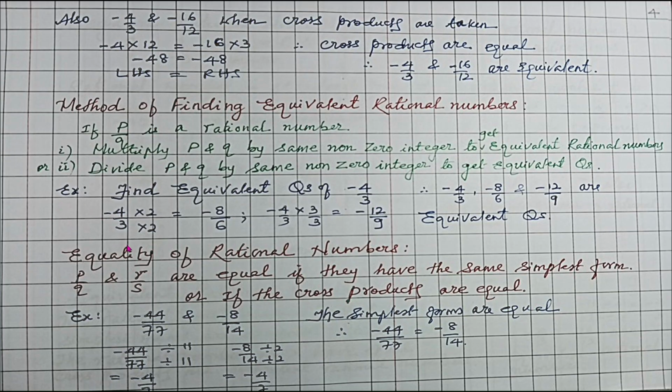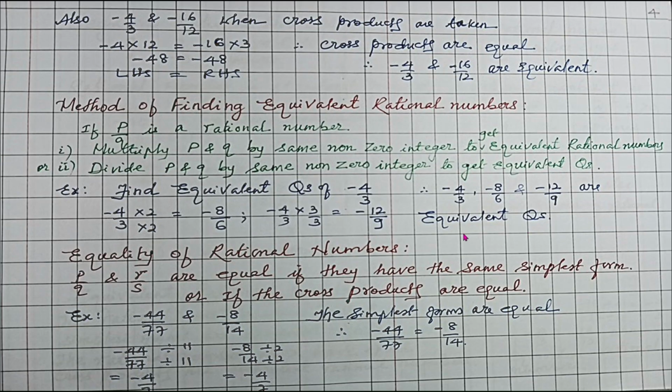For that, if I multiply the numerator and denominator, that is p and q, of minus 4 by 3 by 2, then I get minus 8 by 6. So minus 8 by 6 is an equivalent rational number of minus 4 by 3. Multiply by 3 and 3, we get minus 12 by 9. Again, minus 12 by 9 is an equivalent rational number of minus 4 by 3. So minus 8 by 6 and minus 12 by 9 are equivalent rational numbers of minus 4 by 3. Rather, all these three are equivalent rational numbers.